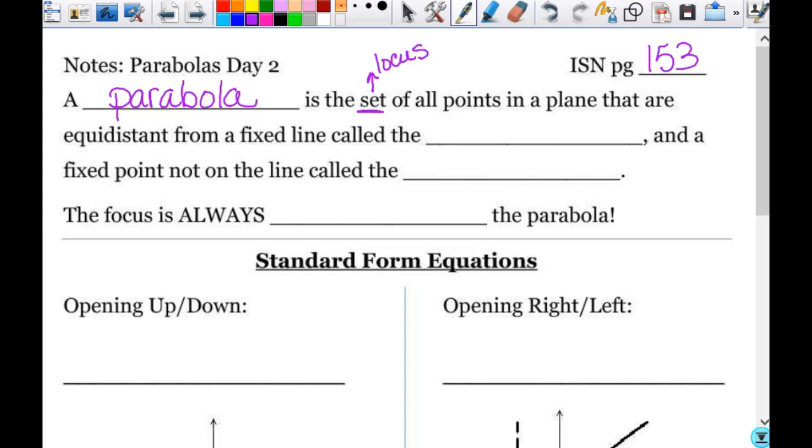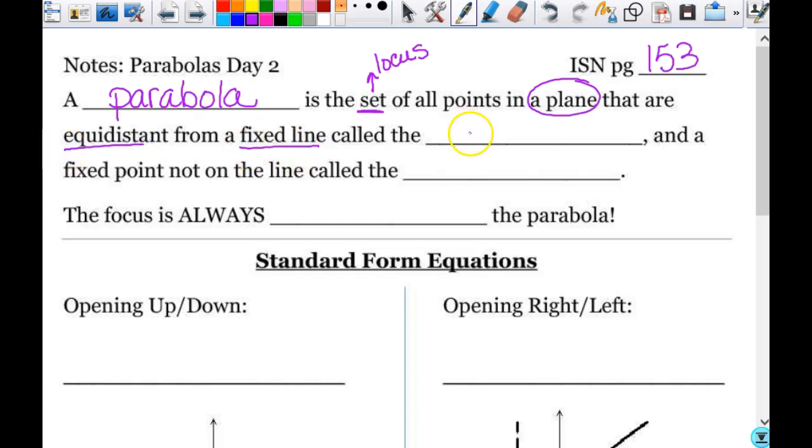A locus, a set of all points in a plane. Remember, it's two-dimensional. If I take that parabola and I hold it by its vertex and I revolve it around the axis of symmetry, that's when it makes the paraboloid that is in your lights and whatnot. Okay. So it's the set of all points in a plane that are equidistant from a fixed line.